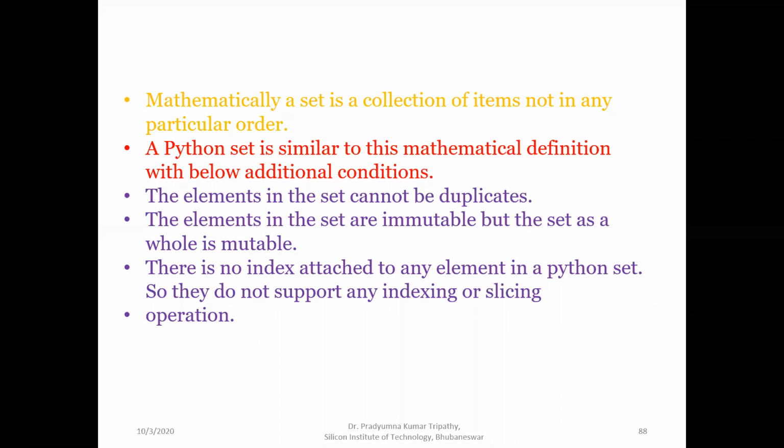This is also unordered, like a dictionary. There is no index attached to any element in the Python set. So they don't support any indexing or slicing; that is not supported by sets. Is it understood? Two of the data structures we have read are unordered. One is set, the second one is dictionary, right?